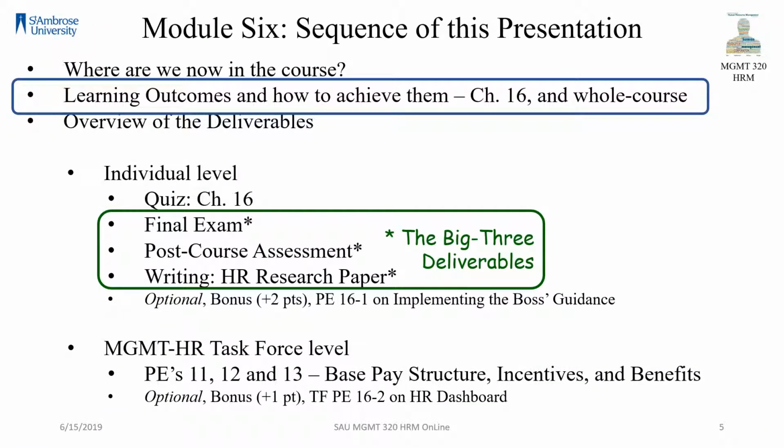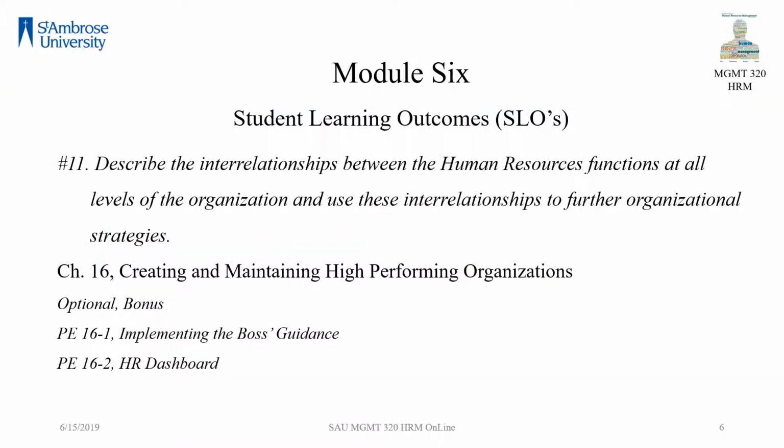Here are this module's learning outcomes. We will focus on the student learning outcome number 11 on the interrelationships of the functions of human resource management, the wonderful guidance from Chapter 16 on creating and maintaining high-performing organizations, and it will be reinforced with optional bonus practical exercises, one on implementing the boss's guidance and one on the HR dashboard. Again, they're optional and they're bonuses.